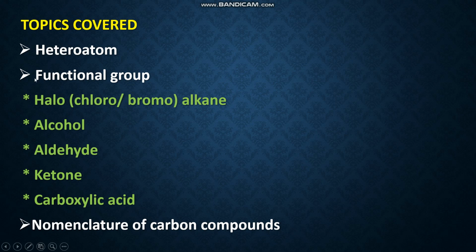Then the 5 types of functional groups we have learned, and the 5 different classes of organic compounds which contain them. The classes are haloalkane, which can be chloroalkane or bromoalkane; in this compound the functional group is Cl or Br. Next, alcohol, in which the functional group is OH. Aldehyde, the functional group is CHO: C single bond O, double bond... single bond H and double bond O.